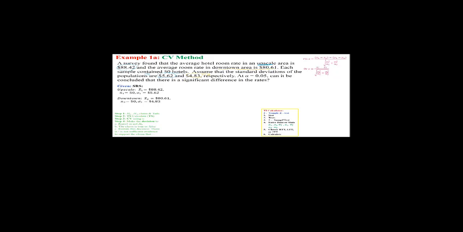When we write H0, obviously mu1 equals mu2, that would be H0. But what about H1? Let's read the question. At alpha of 0.05, can it be concluded that there is a significant difference? It doesn't say less than or greater than. So it's not equal. Can it be concluded? And that is the conclusion they're asking us, so that is the claim. So H0, mu1 equals mu2. H1, mu1 is not equal to mu2. That is the claim, and it makes it a two-tail test.